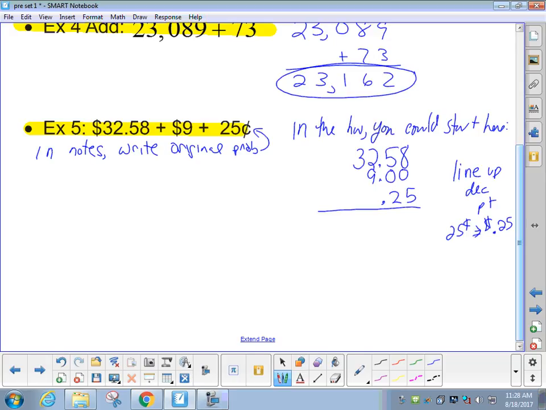All right, after that we add straight down. 8 plus 5 is 13. 1 plus 5 plus 2 is 2 plus 9 is and 1 and 3 is. Okay, done? No.